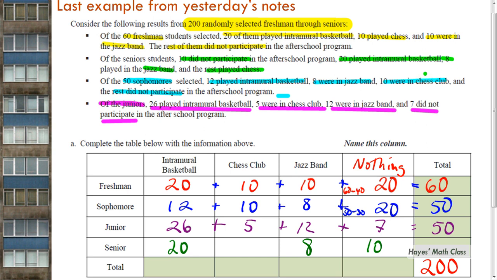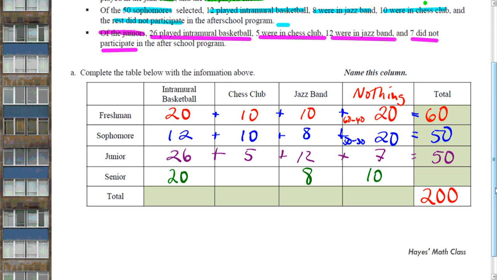Now, we ran out of information. However, did we really? Because here, remember, we know that this over here, those all equal 200.